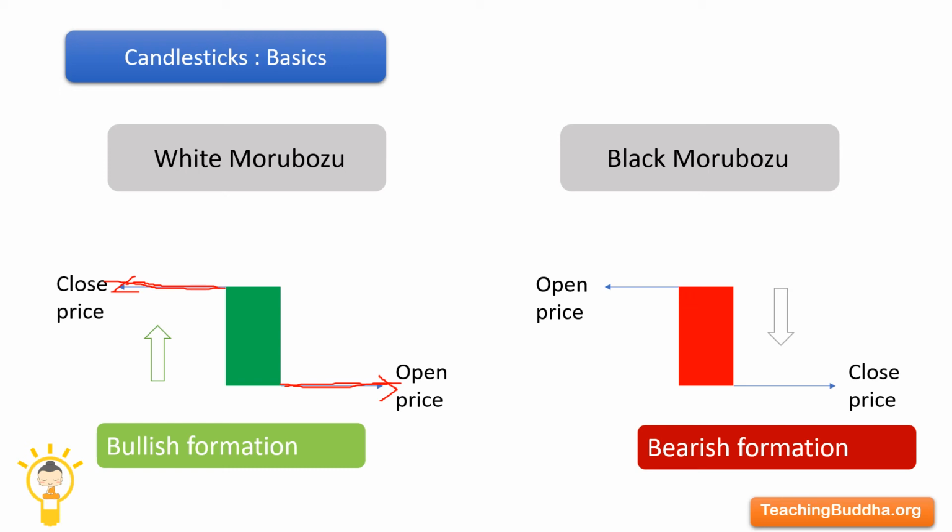Similarly, in the black Marubozu, there are no shadows on the upper side and lower side. Price has opened here. As soon as the price has opened, sellers took complete control. The price has closed here. Here also, the open price is same as high and closed price is same as low. White Marubozu is a very good bullish formation. Black Marubozu is a very good bearish formation.